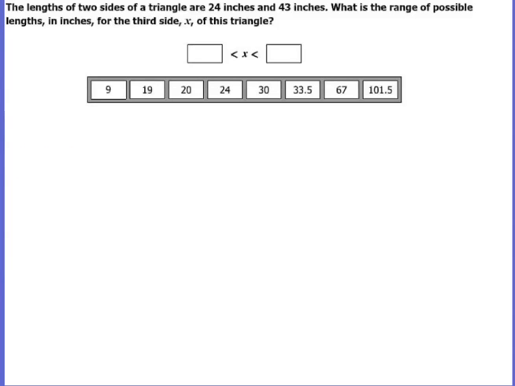Okay, this is another range question where you need to add and subtract. So 24 plus 43 would be 67. 43 minus 24 would be 19. So that's what you would just plug right in there. It'd be like a drag and drop type question.